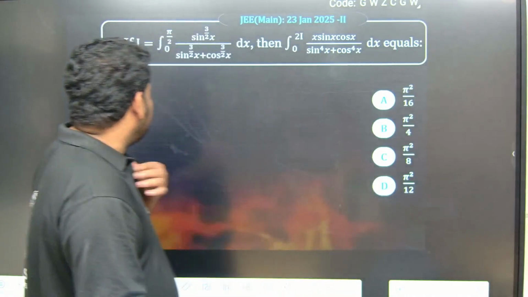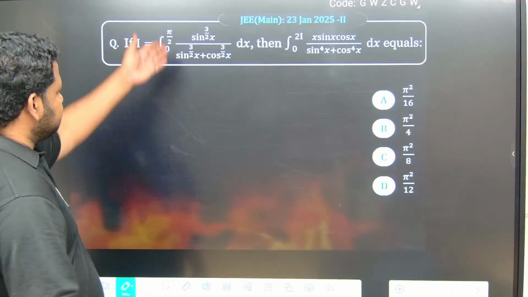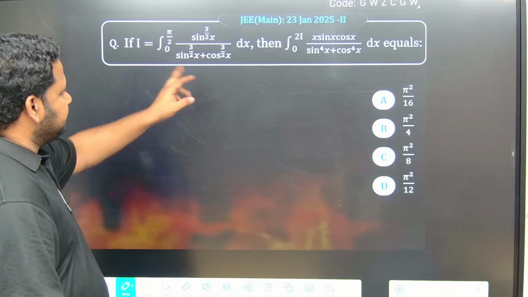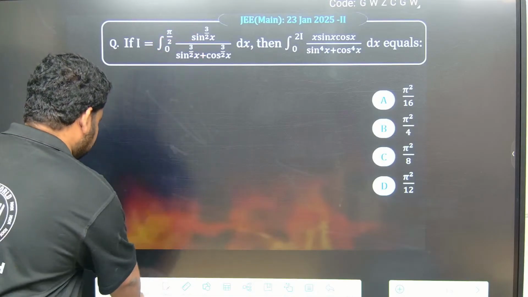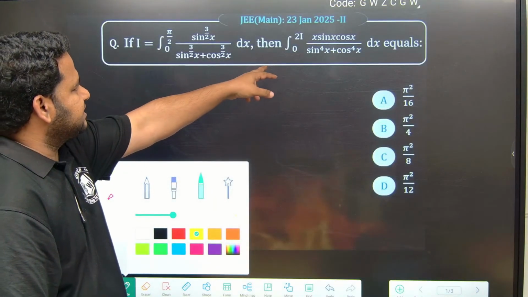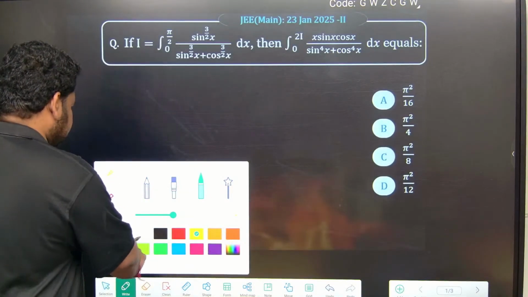Okay. Now have a look at this question. They have given I is equal to integral from 0 to pi by 2 of sin(3/2 x) by sin(3/2 x) plus cos(3/2 x) dx. Then, integral from 0 to 2I of x sin x cos x by sin power 4x plus cos power 4x dx equals to what? That is the question that they have asked.